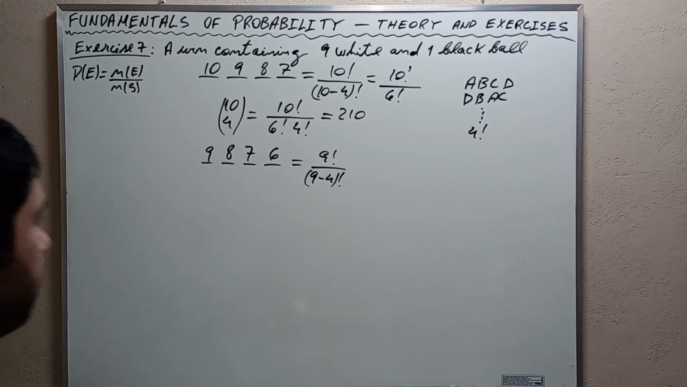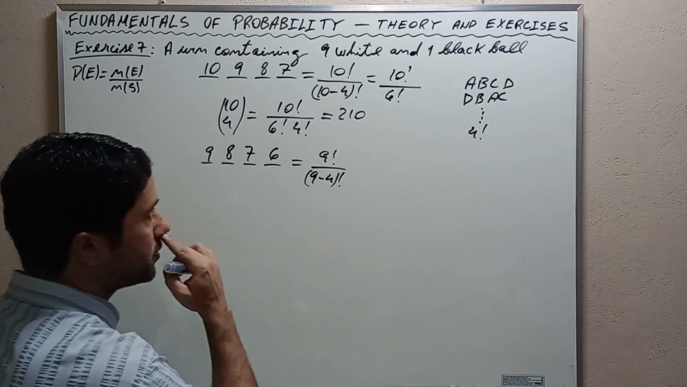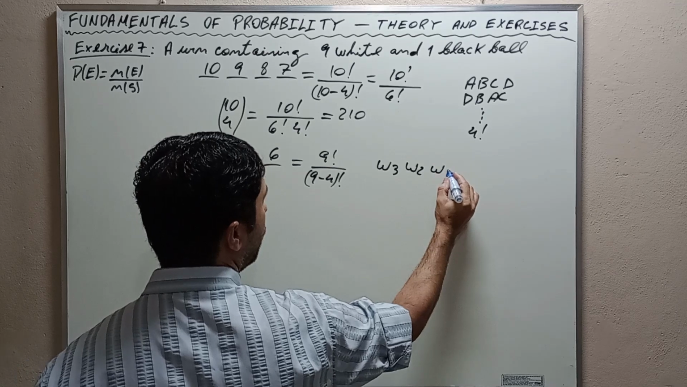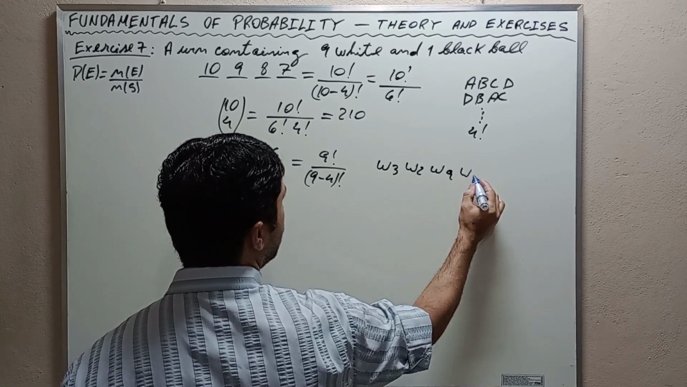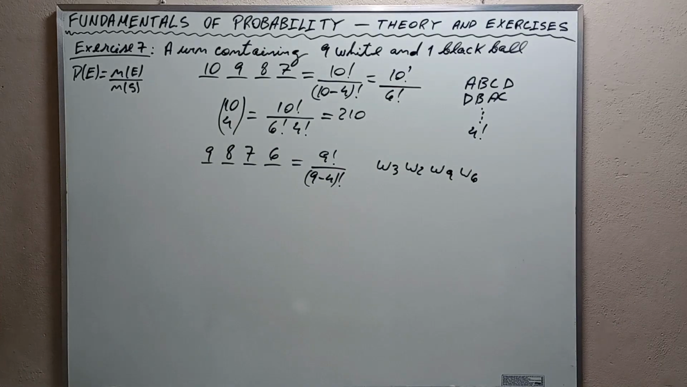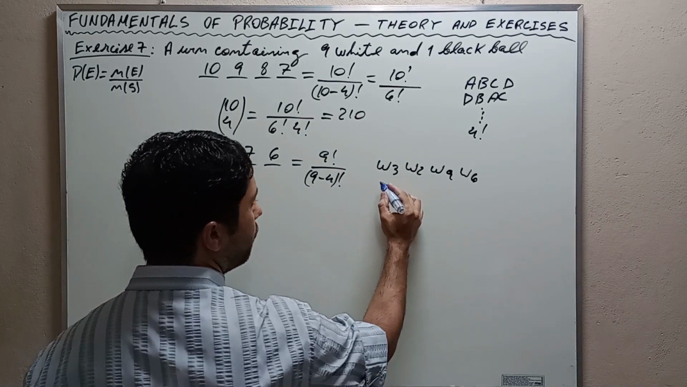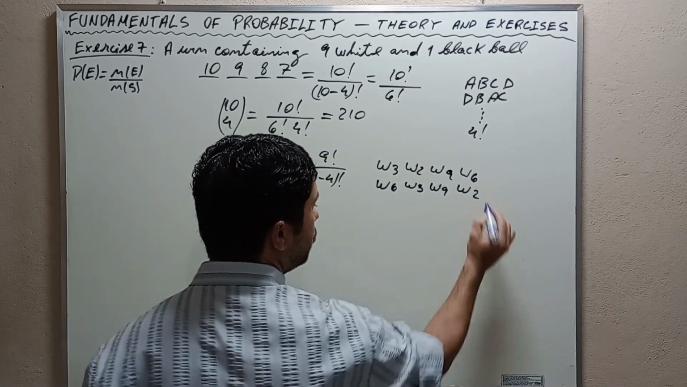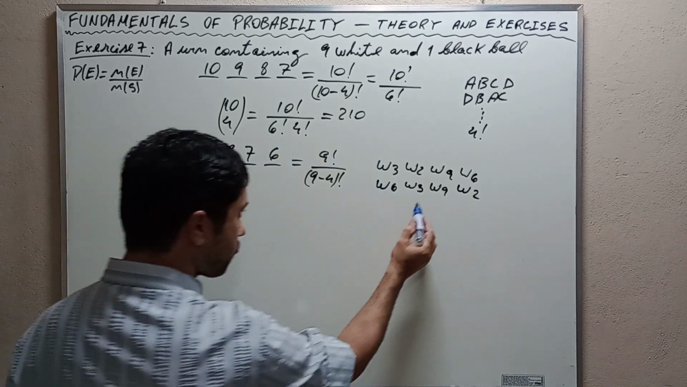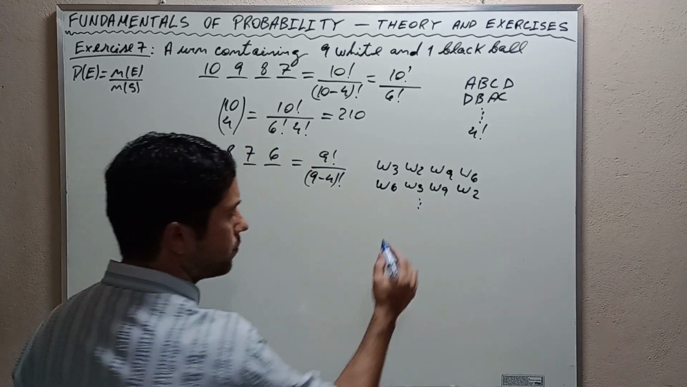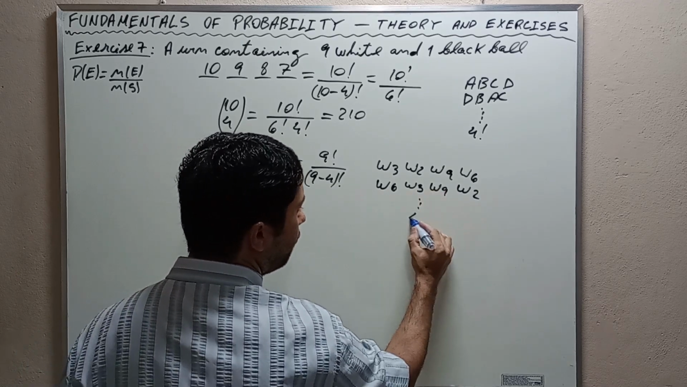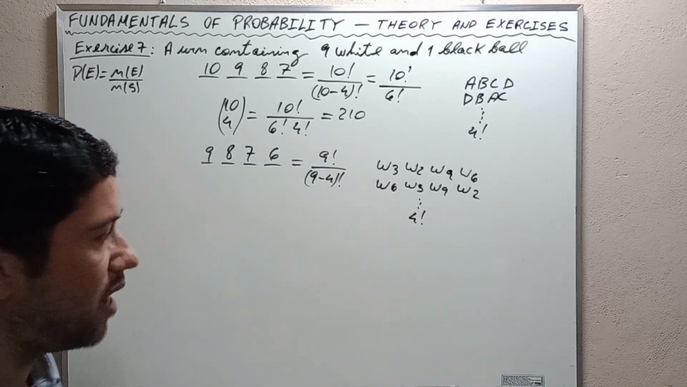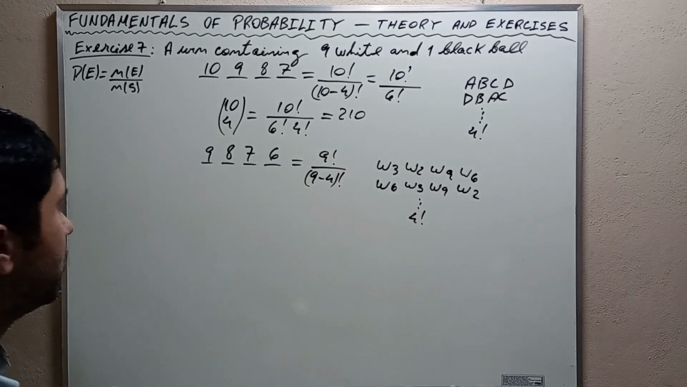Okay? There will be, as we did here, let's say that we choose white ball 3, white ball 2, white ball 9, and white ball 6. Okay, and it is the same as white ball 6, white ball 3, white ball 9, and white ball 2. We're going to have 1, 2, 3, 4, 4 factorial permutations of the same white balls. That's why we have to discount for these repetitions.